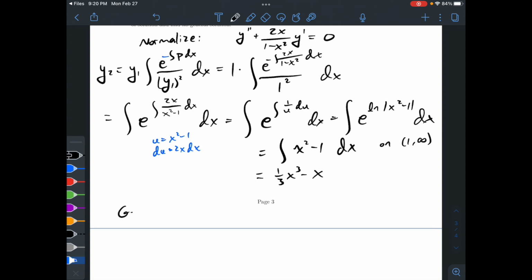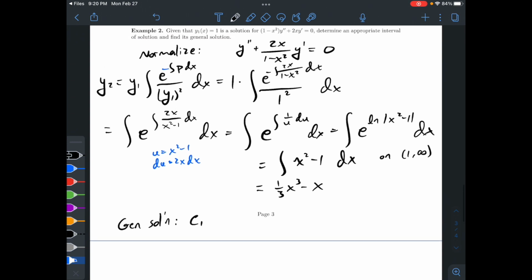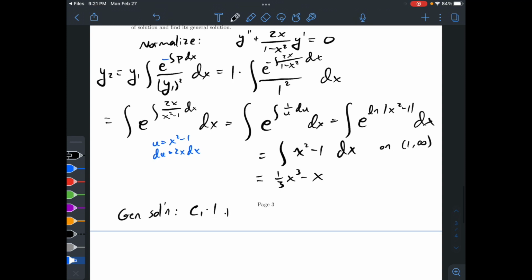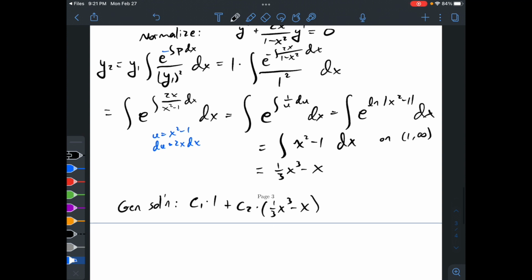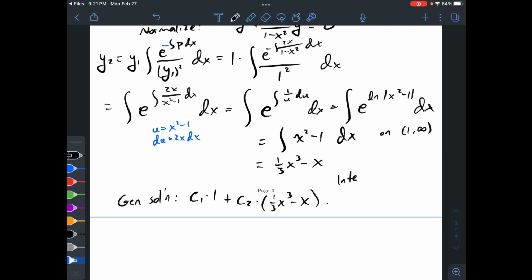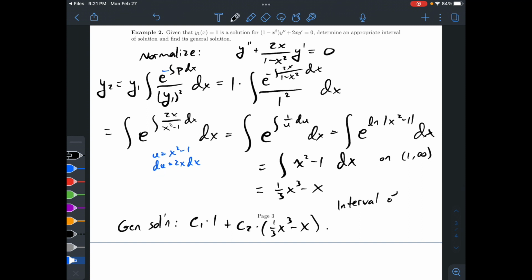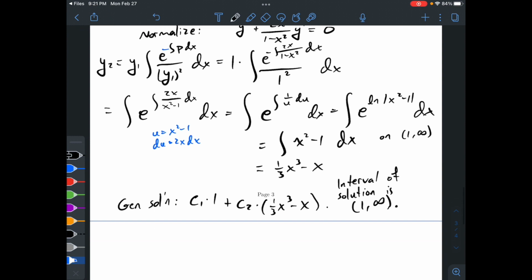So what's our general solution? It's going to be c1 times y1, and our y1 is just 1. So c1 times 1, you don't really even have to do the times 1. And then plus c2 times 1/3 x cubed minus x. And then our interval of solution is simply going to be 1 to infinity.